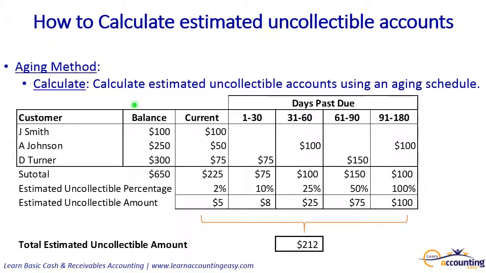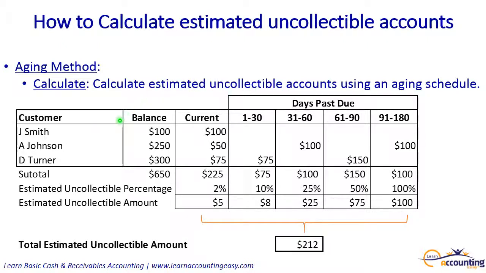In the balance column, this is the total balance that the customer owes us. Now, some of that amount could be current. In other words, it's not past due. Some of that balance could be past due, and it could be a certain number of days past due. Any one of these we'll call buckets. Day 1 through 30 is a bucket past due, and so on and so forth.